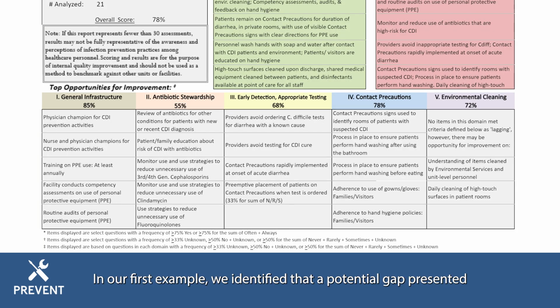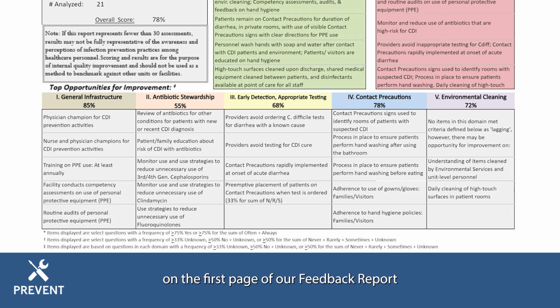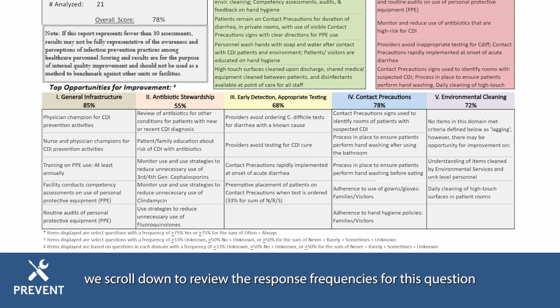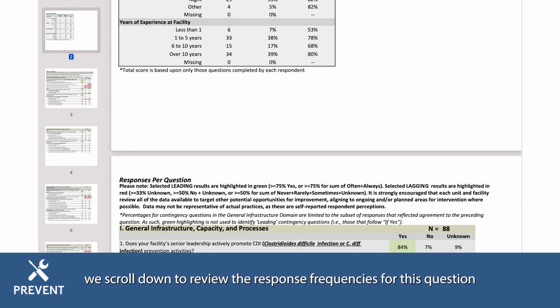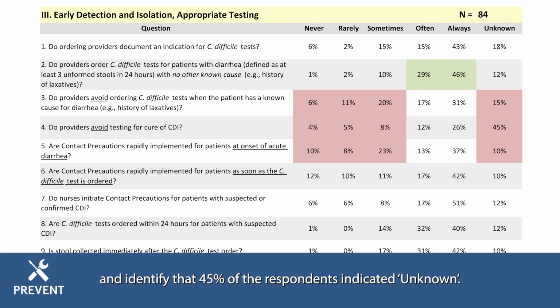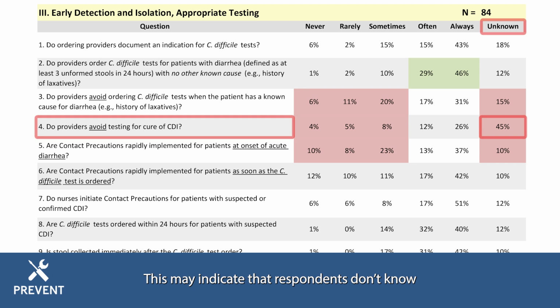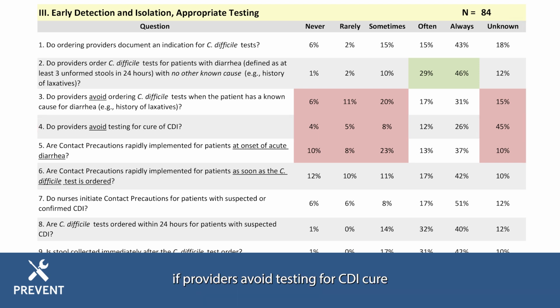In our first example, we identified that a potential gap presented on the first page of our feedback report related to whether providers avoided testing for CDI cure. To take a closer look, we scroll down to review the response frequencies for this question and identify that 45% of the respondents indicated unknown. This may indicate respondents don't know if providers avoided testing for CDI cure or may be confused with the terminology.